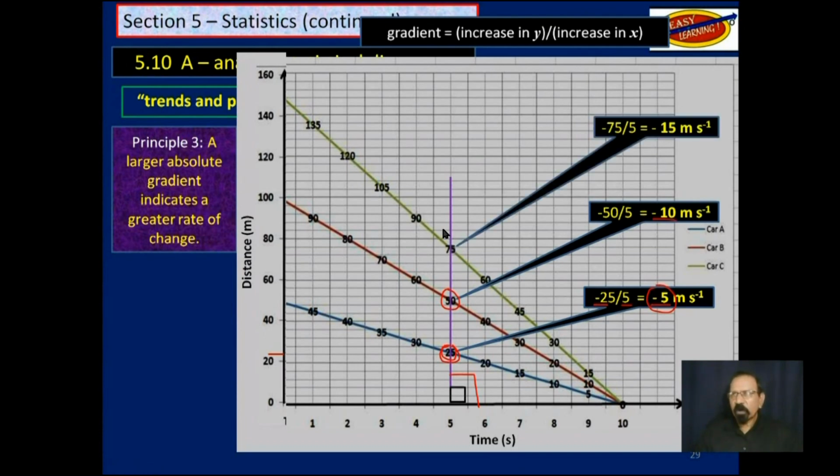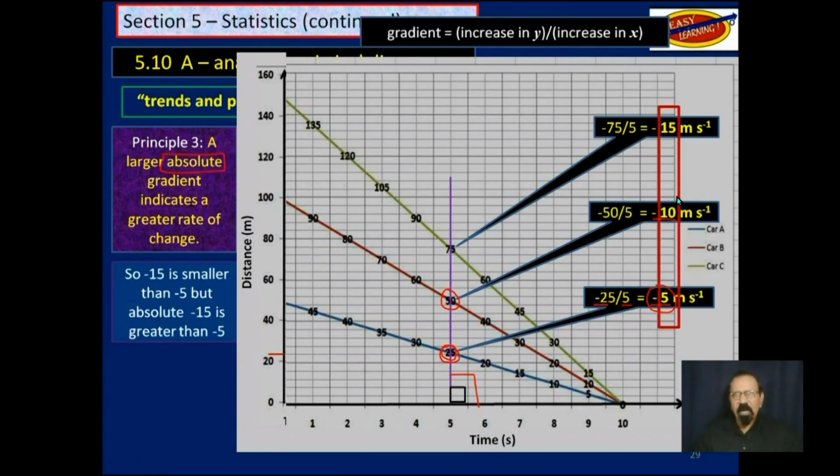Now, I am using the word absolute here because we will now ignore those negatives for comparison's sake. So we will just consider this one as having a greater gradient, 15, than this one down here, 10, than this one down here, 5. We are using just the absolute values because you know that negative 15 is less than negative 5. So we will ignore the negative when we are comparing the steepness of these graphs.